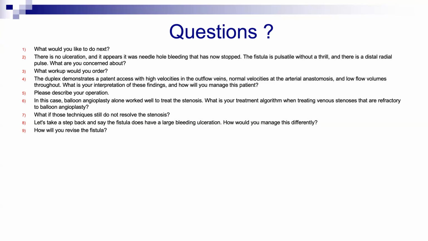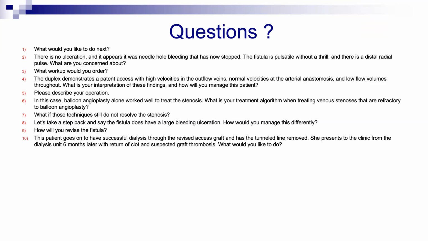Yeah, this is very easy. Otherwise the wound will dehisce and the graft will get exposed, then into another problem. So as you said, you go lateral, you tunnel it, you put it under the skin away from the area, and then you do the anastomosis vein to graft and graft to vein. I agree with that, but the most important thing is to tunnel it laterally. All right, so the patient goes on to have successful dialysis through a revised access graft, and has the tunneled line removed.